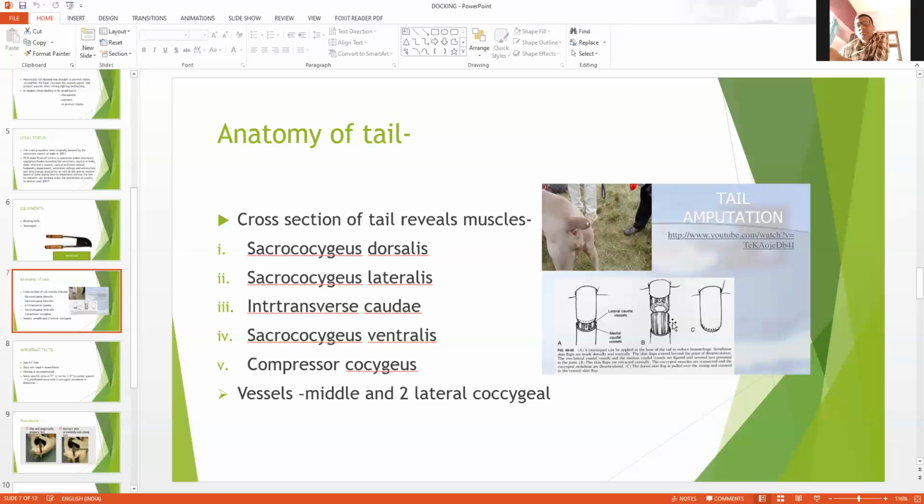So ligation of these three vessels is very important. Otherwise, sometimes severe bleeding will be noticed, and if severe bleeding occurs, sometimes a panic situation is created. So try to ligate these vessels properly. Lateral caudal vessels, these are on the side. This is the medial caudal vessel. So if you ligate these vessels perfectly, then it will be easy to perform this surgery.